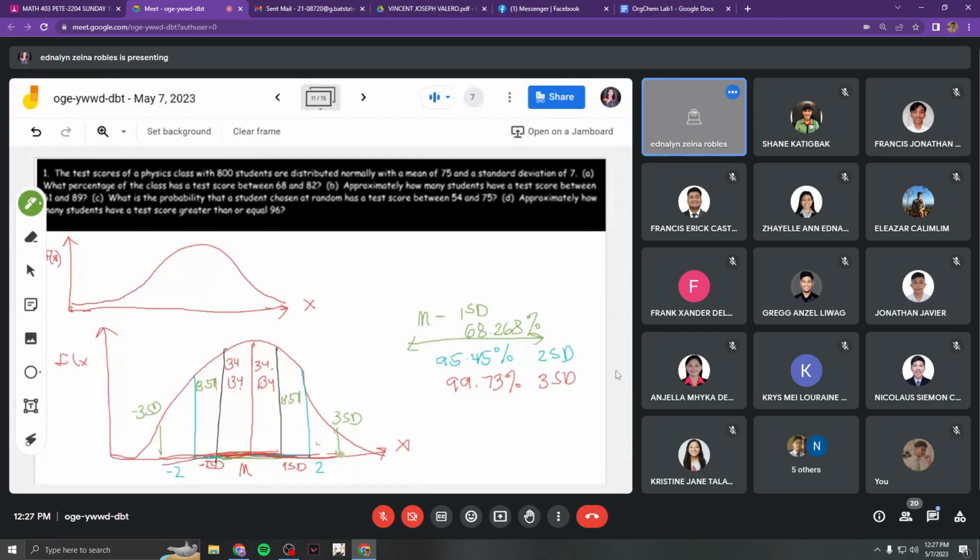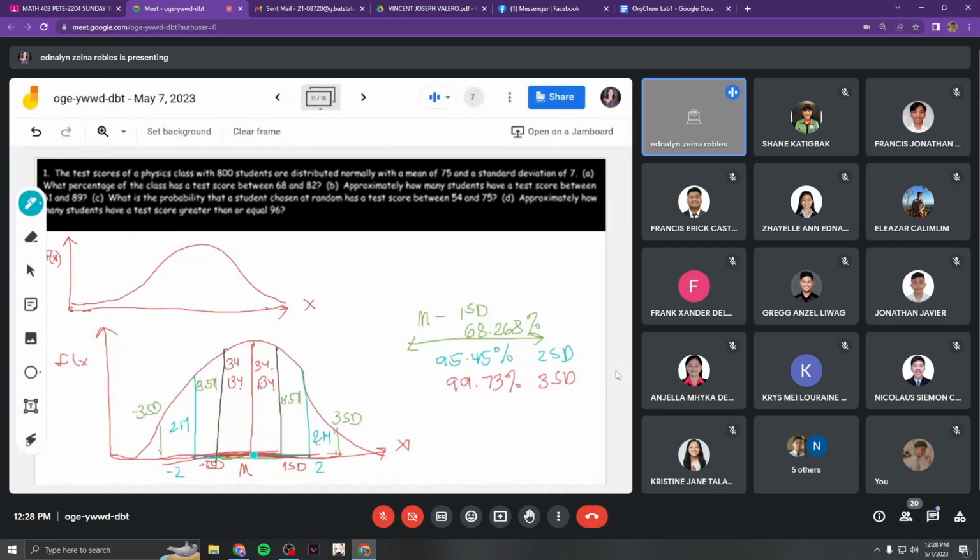Is 2.14%. Let me write 2.14%. So remember this graph. Let me repeat that the probability that the first standard deviation will happen is 68.268%. The second standard deviation will happen at 95.45%. And the third standard deviation will happen at 99.73%. And from this, you can incorporate this on the graph.